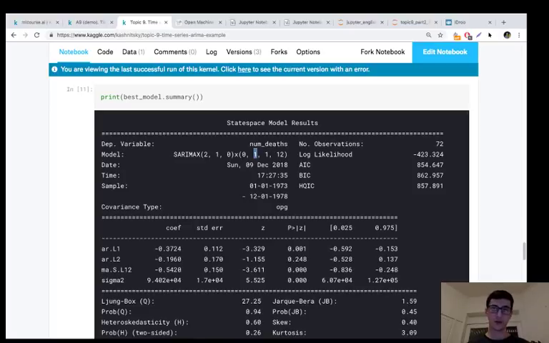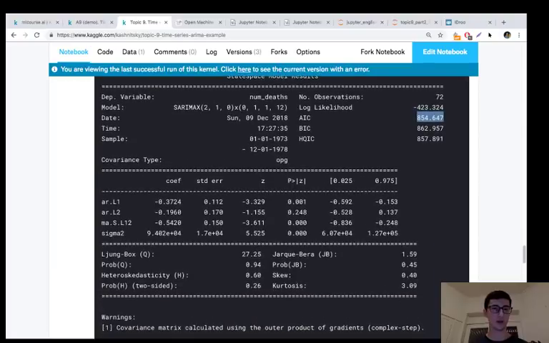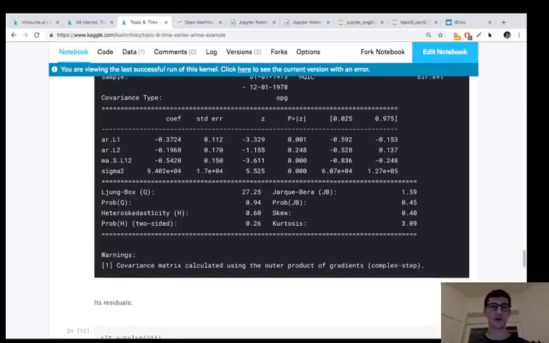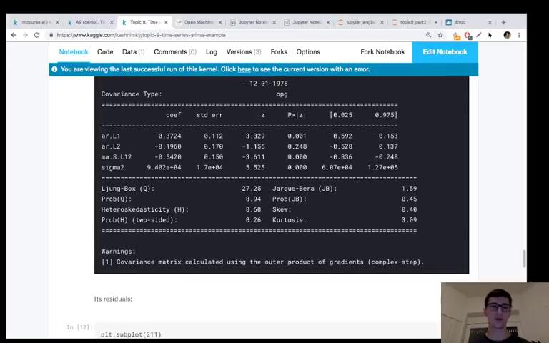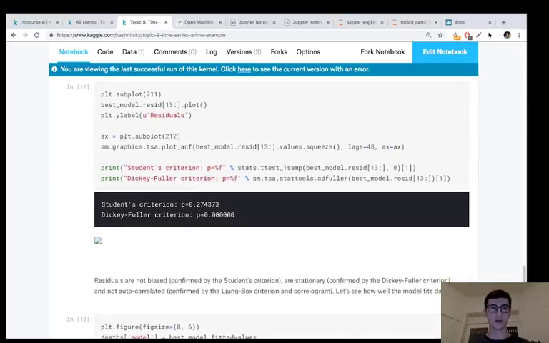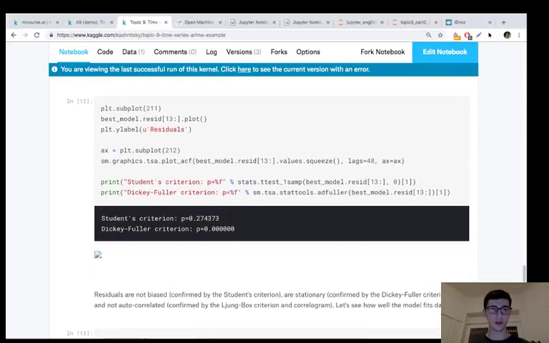Then it shows the number of observations, 72, log likelihood, then values of different information criteria, and so on and so on. So lots of statistics, results of applying various statistical tests, coefficients of our linear models, and so on. Now we're going to plot residuals.